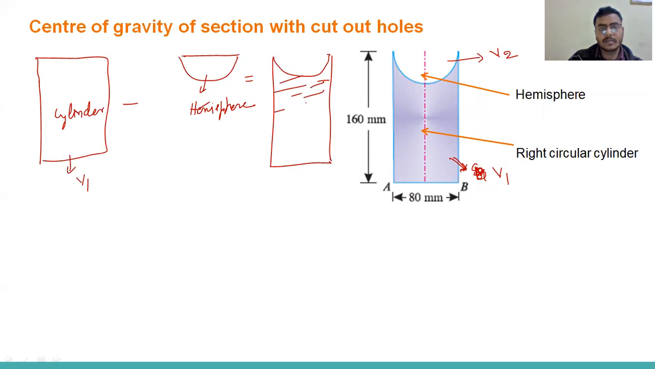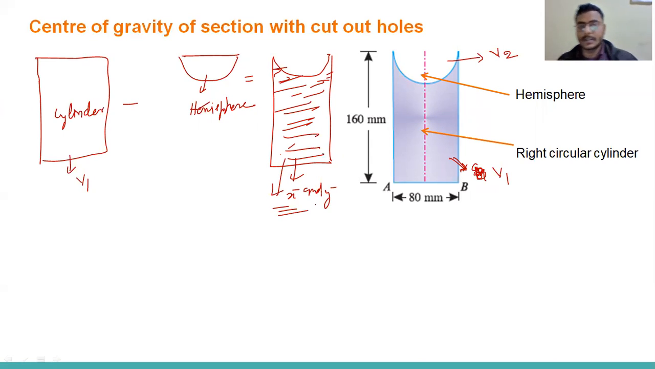You will get X bar and Y bar for this remaining portion. So that we have to calculate, right? All the data we have, so we can calculate V1, V2. First assume some axes. I'm taking the center line as the Y axis and the base as the X axis. Due to symmetry about the Y axis, X bar for the remaining figure will be 0. So we have to calculate Y bar.